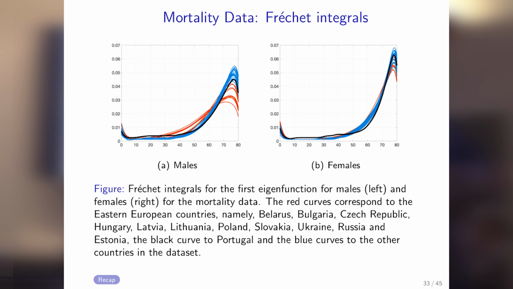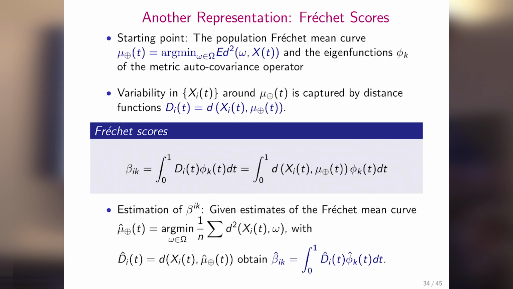But that could be useful, but we take an alternate perspective in terms of another thing which we call Fréchet scores. And the lucrative part about this is it has nice visualization because these are scalars. So far we were talking about a mean-less approach, but now we actually look at an approach where we start from the Fréchet mean function.